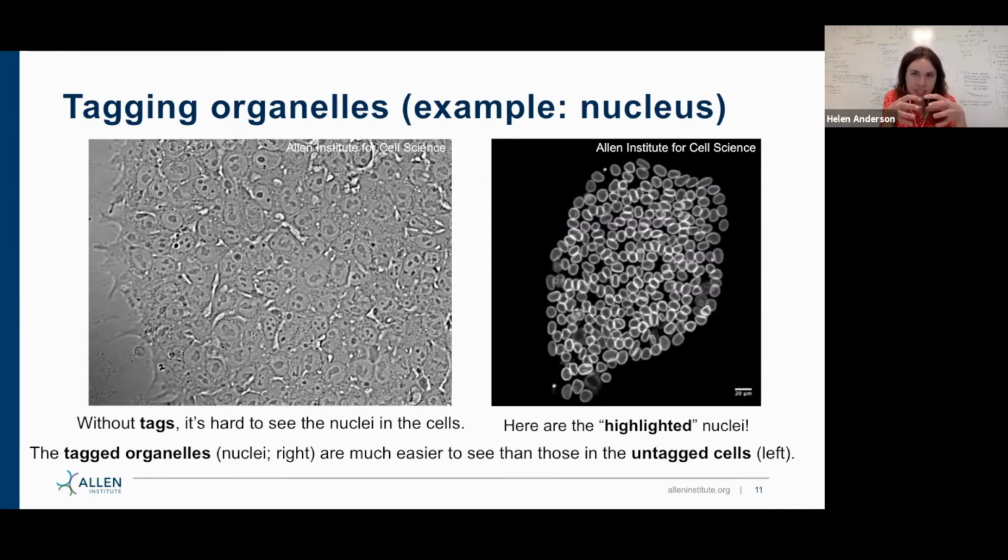And because the fluorescent tag is located at the nucleus, I'm going to see just the nucleus highlighted within the cell, in the same way that you would see a line of text highlighted in your textbook if you had highlighted just that line. And that's what we're seeing here in this image to the right. This is an image taken through a special microscope showing just the nuclei that have been tagged with a fluorescent protein. As you can see, the tagged organelles are much easier to see and study than the untagged cells.